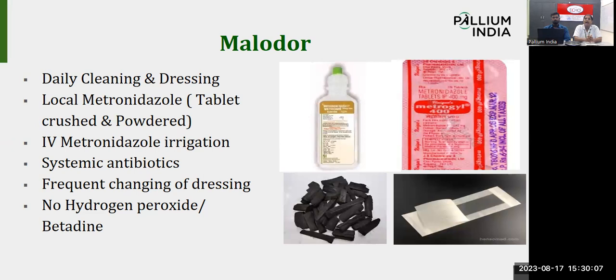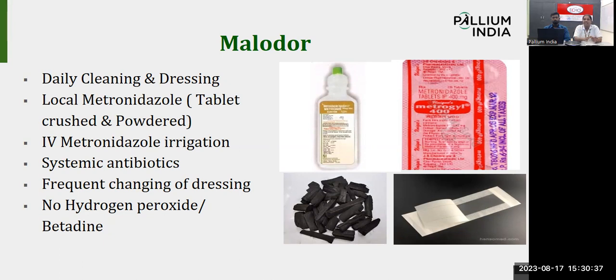And even we can use the IV metronidazole injection also, mainly to irrigate the areas, by taking it in the syringe and flushing it there. In the areas where there are pockets in the ulcer, the metronidazole will go inside, and to an extent we can control the odor, right? And also use of systemic antibiotic, because these wounds are more prone to get infected, right? So we can use antibiotics, and also frequent changing of the dressing.